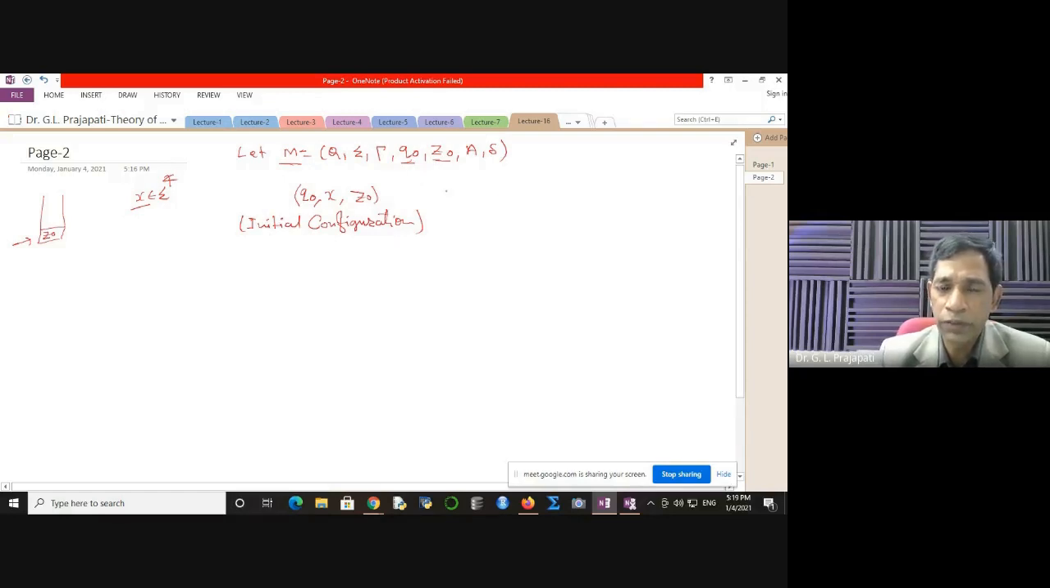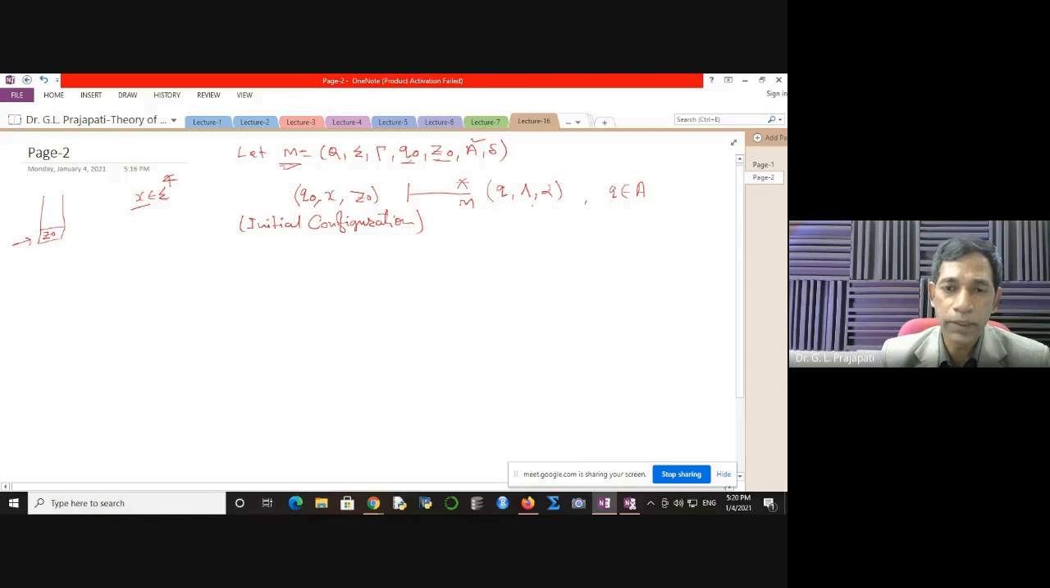So your machine begins with this, and it goes from one configuration to the other configuration. Finally, if x is in the language, then your machine starts with this configuration, and by making a sequence of moves, the PDA can go to a configuration like this: Q, null, and alpha, where Q is, for some Q, taken from the set A, and A is the set of accepting states.